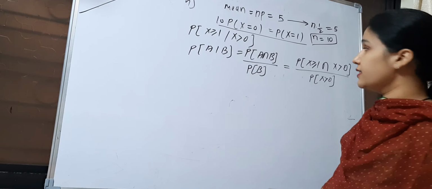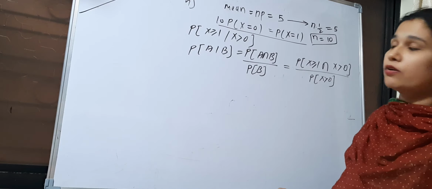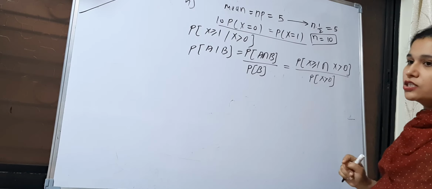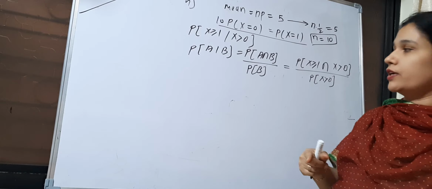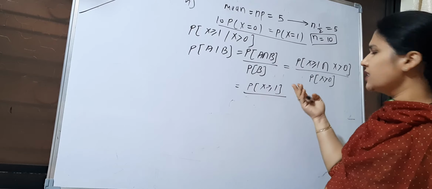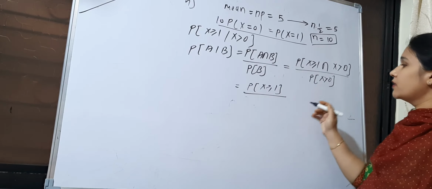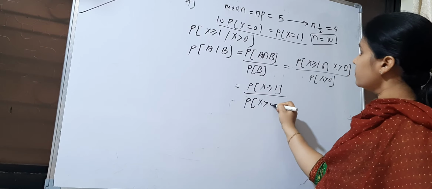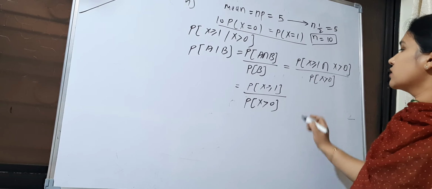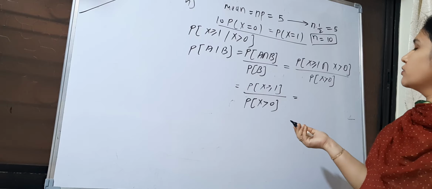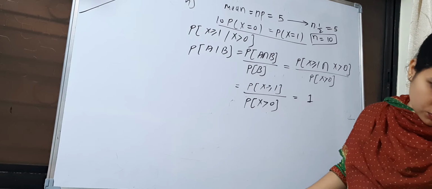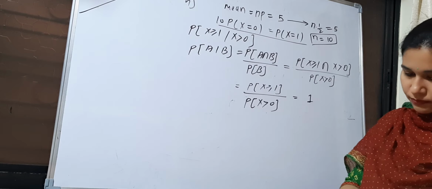Now see x is greater than equal to 1, so it will take value from 1 to 10, and here x is greater than 0, so it will also take value from 1 to 10, so common will be what, probability of x greater than equal to 1 will be common, and here also probability of x is greater than 0. So by default this probability will be equal to x greater than equal to 1, same divided by same, it will be equal to 1. So which option will be correct for question number 4?